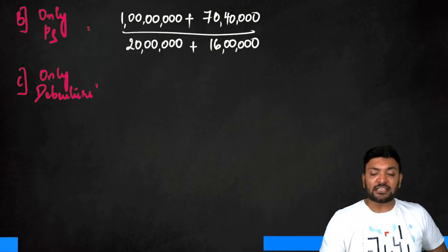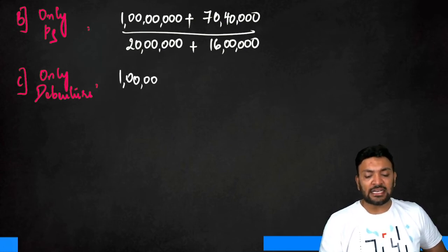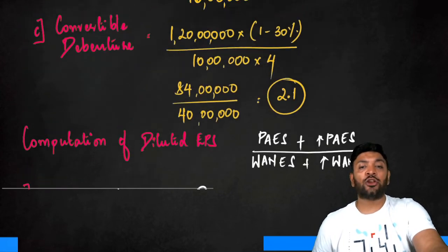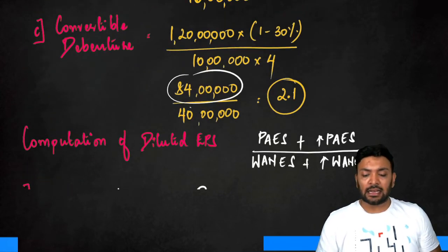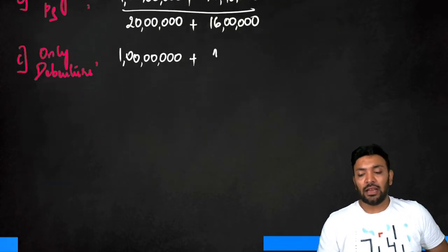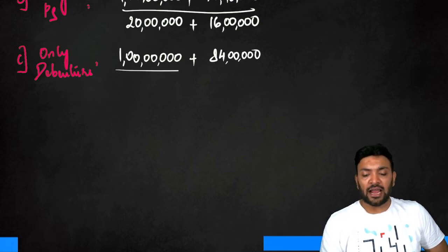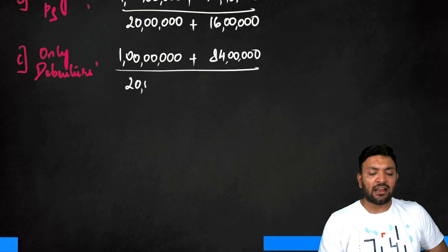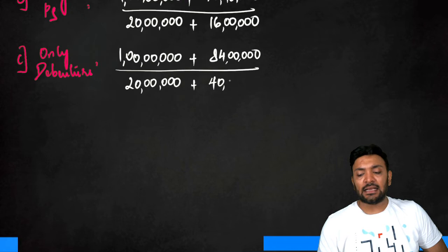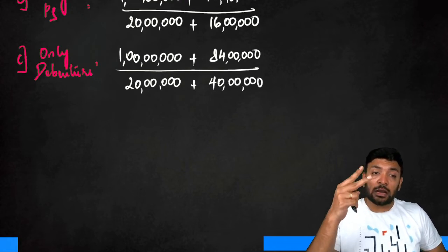If only debentures get converted into equity shares, PAT is 1 crore as it is, plus debentures increase in PAT on the numerator is 84 lakhs, increase in denominator in WANS is 40 lakhs. Well, 84 lakhs divided by 20 lakhs original WANS plus 40 lakhs increase in WANS. Three cases I am done. Now I will do combination of both.